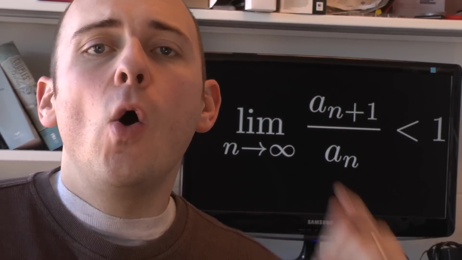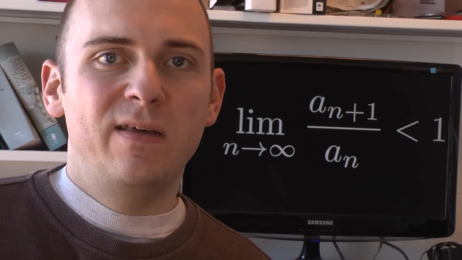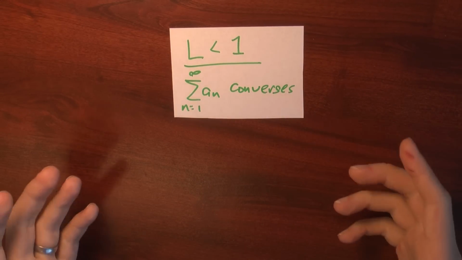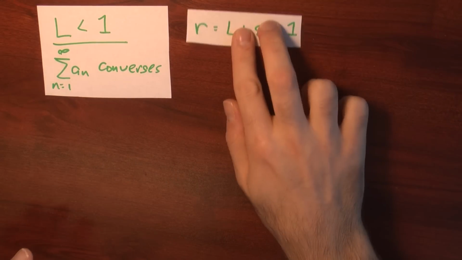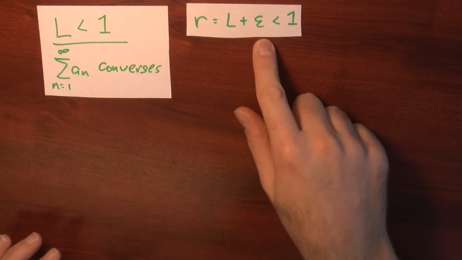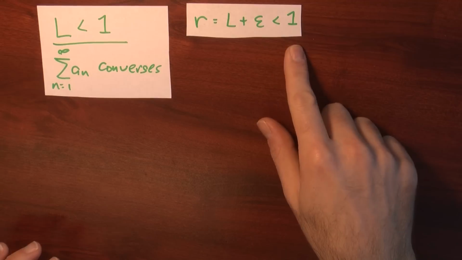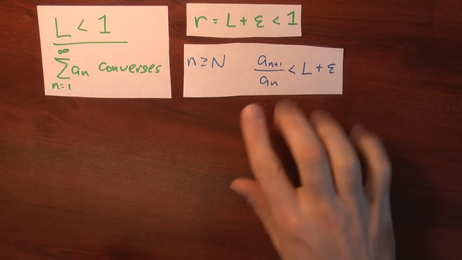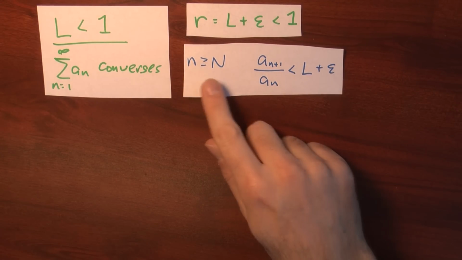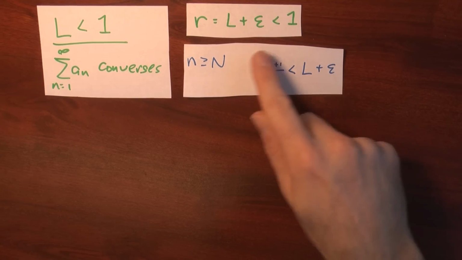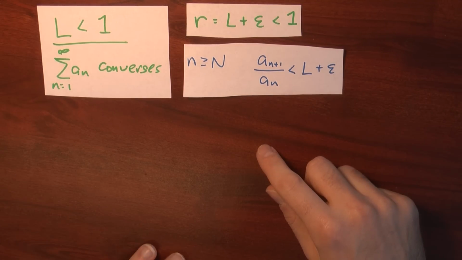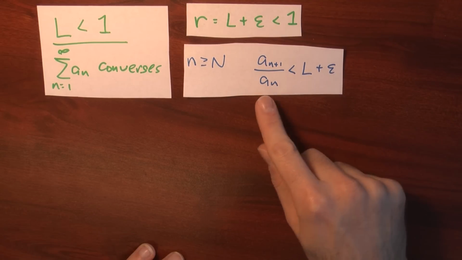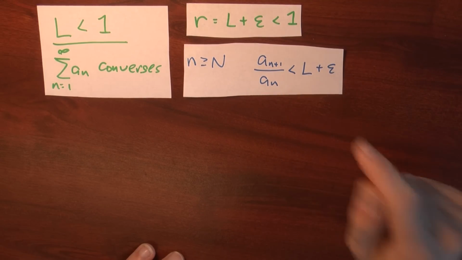Why does this work? Well, what if the limit is less than 1? So I'm trying to figure out what happens when big L is less than 1. I want to show the series in that case converges. Well, if big L is less than 1, I can pick some very tiny value of epsilon so that even big L plus epsilon is less than 1. Then I can use epsilon in the definition of limit. So there must be some big N so that whenever little n is at least big N, the thing I'm taking the limit of, a sub n plus 1 over a sub n, must be within epsilon of L. So in particular, a sub n plus 1 over a sub n must be less than L plus epsilon.